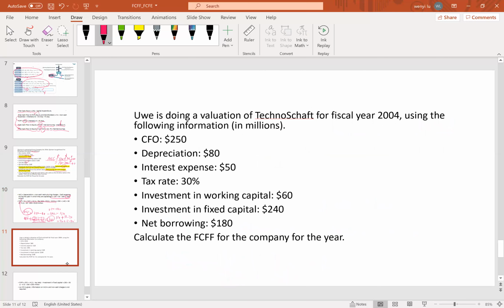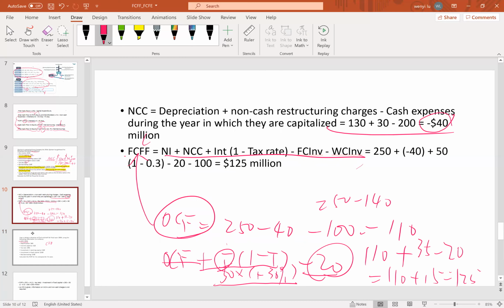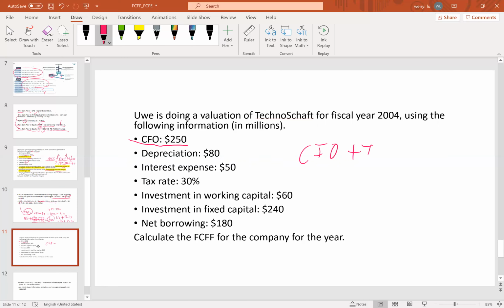Also, sometimes if you are not given the detail for net income and the others, but you are directly given cash flow from operations, then our free cash flow to the firm should be, like we already specified in the last slide, cash flow from operations plus the interest expense, then minus long-term capital expenditures. That's the fixed capital expenditures, the 240.